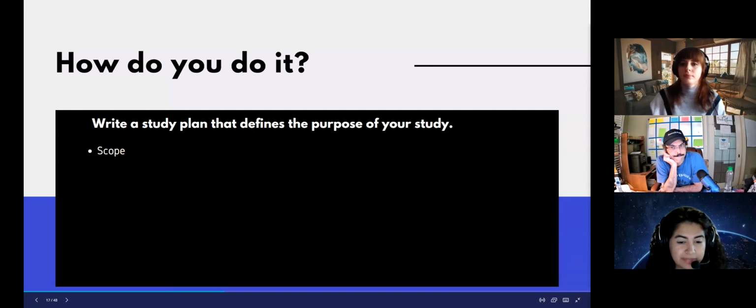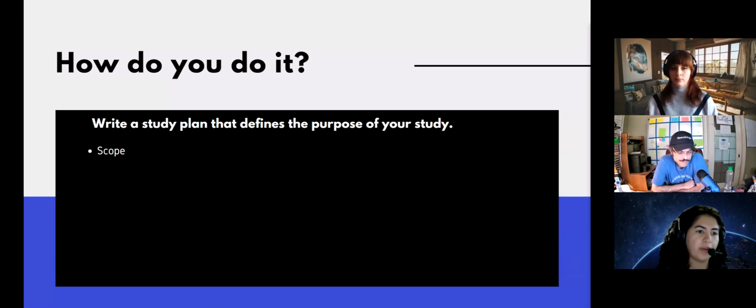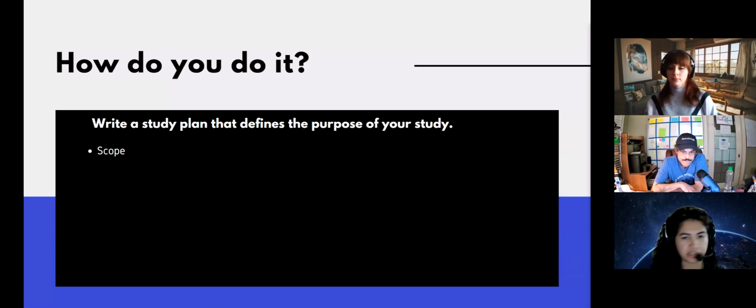So how do we do it? Well, we're going to start off with making a study plan. The study plan is going to define the purpose of your study. You're going to start off with scope, which indicates what you are testing. Are you testing a website, a mobile app, another digital product?